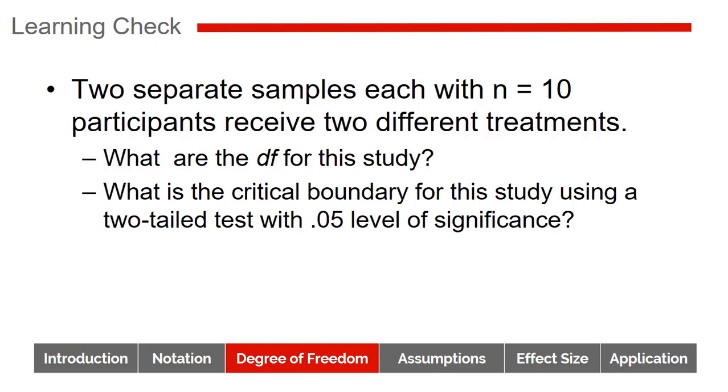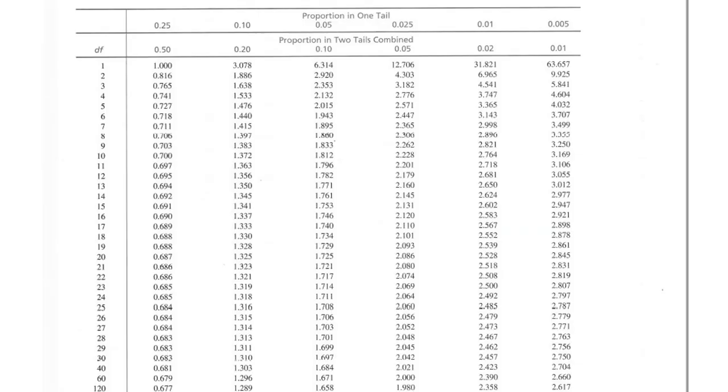So let's think this through. First of all, what are the degrees of freedom for this study? Well, the degrees of freedom for each group is going to be 9, 10 minus 1. So the degrees of freedom total are going to be 18, correct? So I'm going to find 18 on my table. And again, we were looking for a two-tailed test with an alpha level of 0.05.